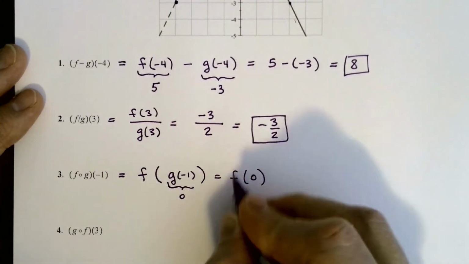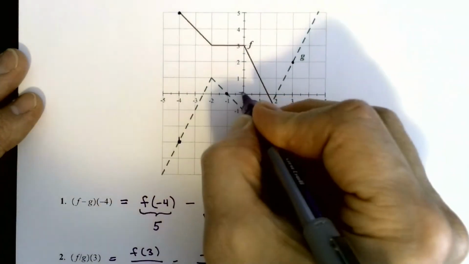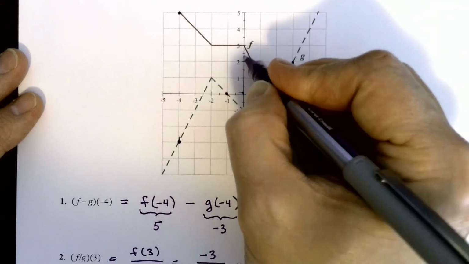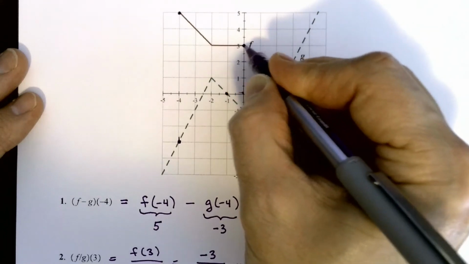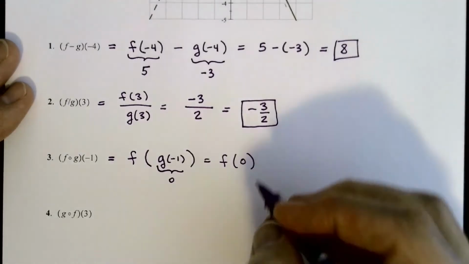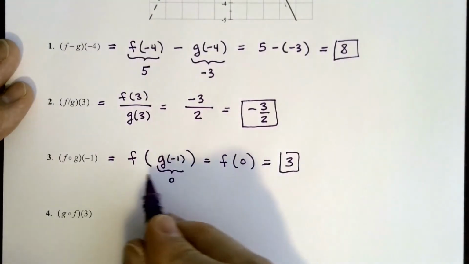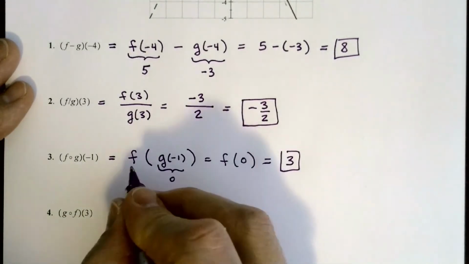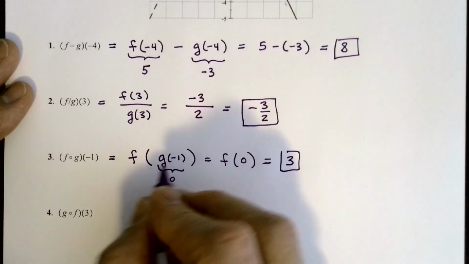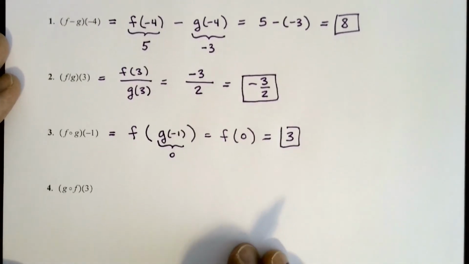So how do I find f of 0? I go back up here. When x is 0, what's the value of f? It's the solid line. We come up, and its value is equal to 3. F of 0 is equal to 3, and that's your answer. So be careful, there's no multiplication. This is not fg of negative 1. If I had fg of negative 1, yes, you'd be multiplying the two outputs together.